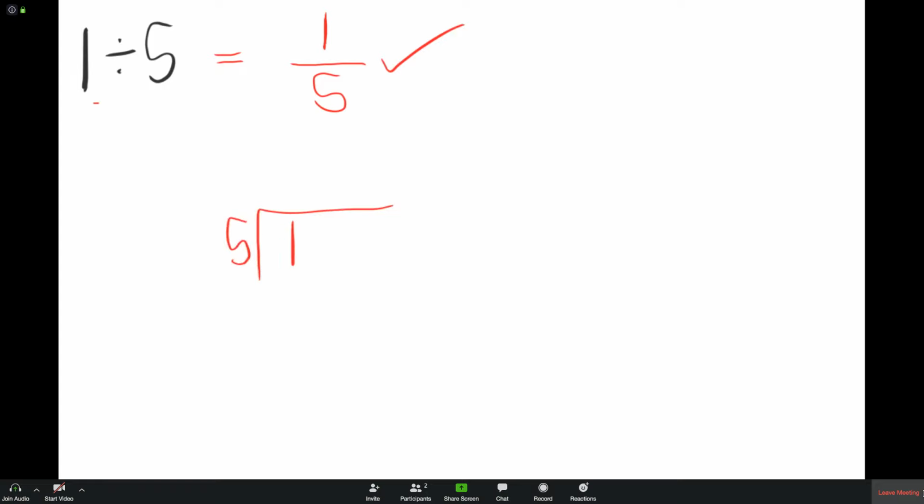So in and out, and 5 does not go into 1. So we need to add a decimal and add a 0 to continue the problem. 5 goes into 10 twice, evenly. So that's our answer.